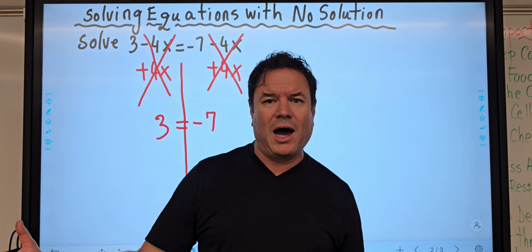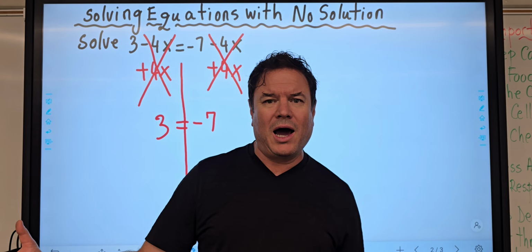Okay? And let's see what's going to happen. We have here negative 4x and positive 4x cancels out. And then on the other side, we have negative 4x and positive 4x cancels out. And now we are just left over with 3 equals negative 7. How can we interpret this, right?